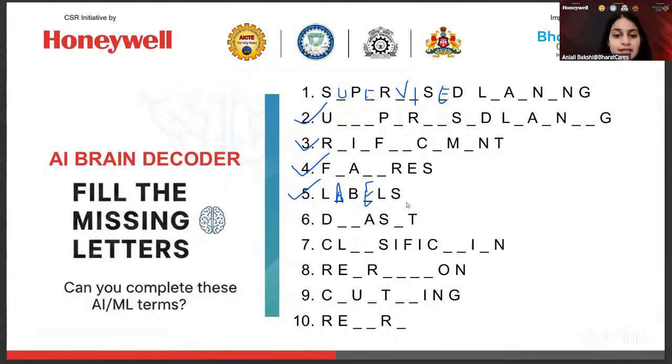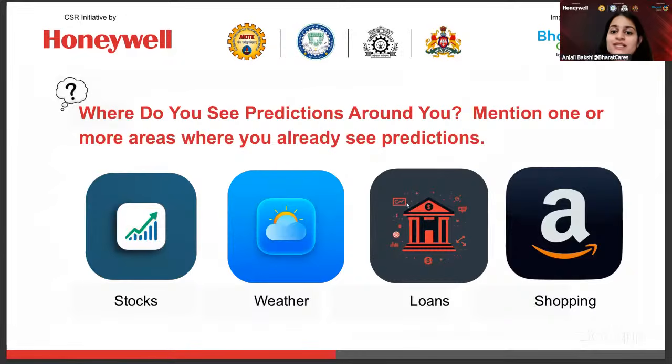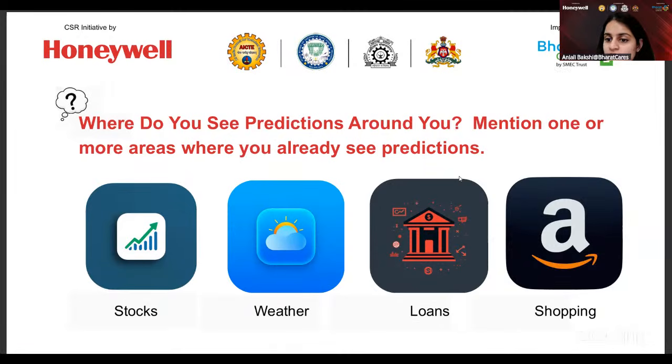So now let's move to our today's topic, which we have from theory. We are moving to real life. So machine learning is not just in books, right? So I want to ask you all, where do you already see predictions in daily life around you? Apart from the ones given on the screen, you have to tell me something else. Where do you see predictions around you? It could be anything.